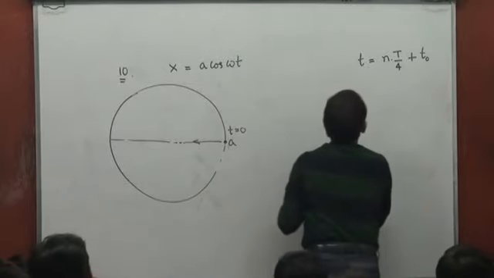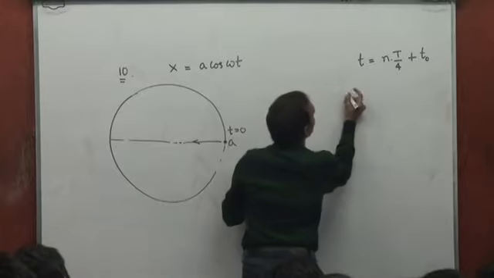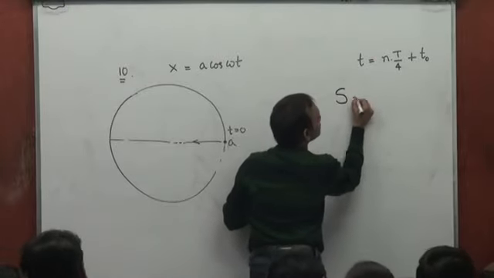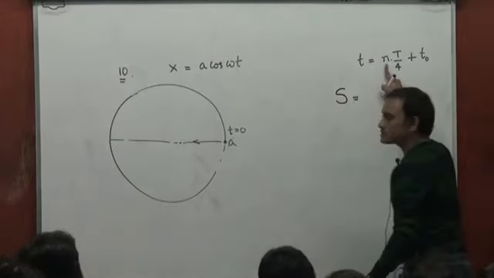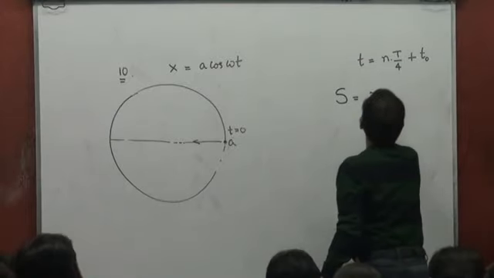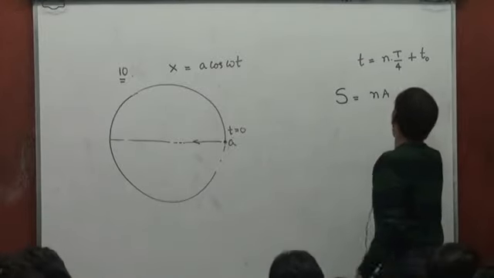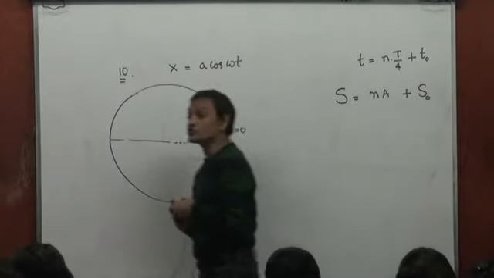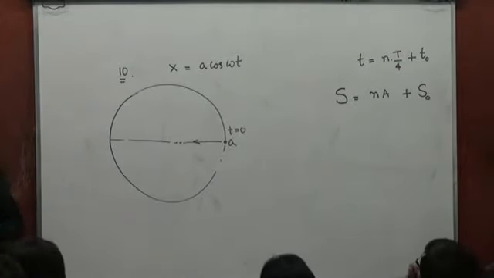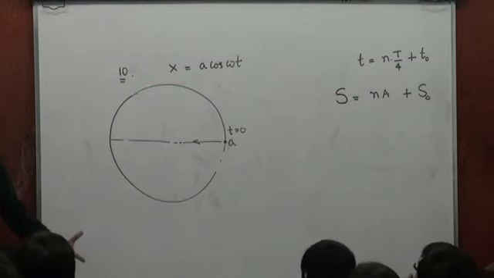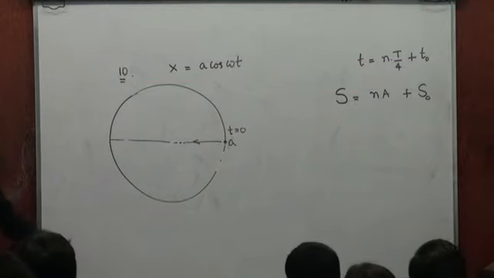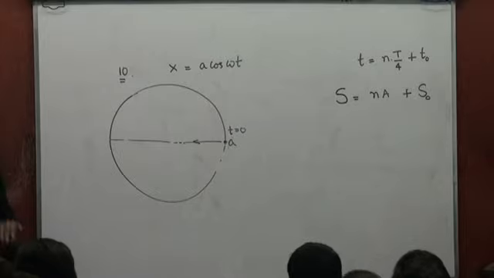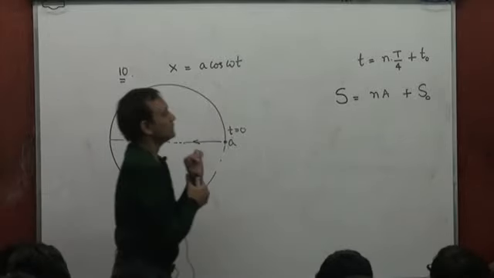So essentially then, the distance travelled is going to be n times the amplitude plus the distance travelled in t naught seconds, which will be less than the amplitude. Yes or no? Are you fine with this? Do you understand what I'm saying? Okay.